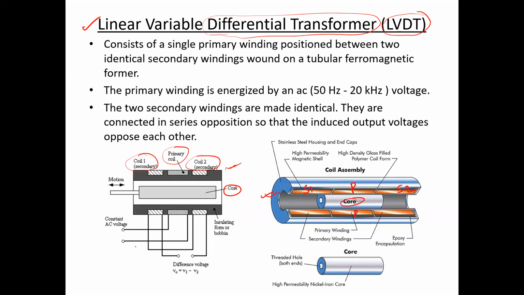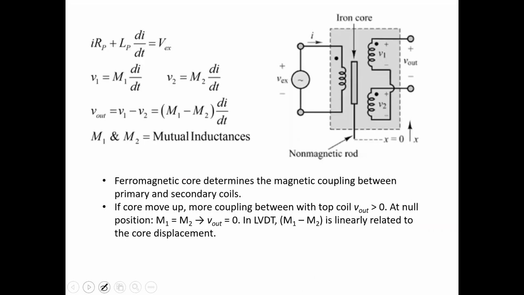Now, if we want to talk about the working principle, then we can refer to the next slide, where the same LVDT is shown in terms of circuit symbols. As I have already said, there are 3 windings in total. One is the primary winding, and there are 2 secondary windings, suppose secondary winding 1 and secondary winding 2.